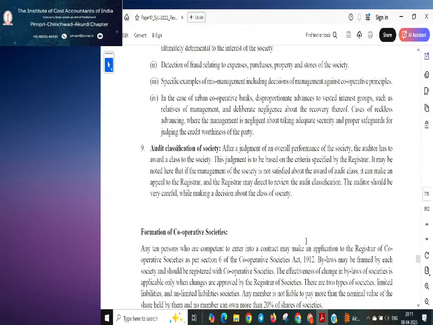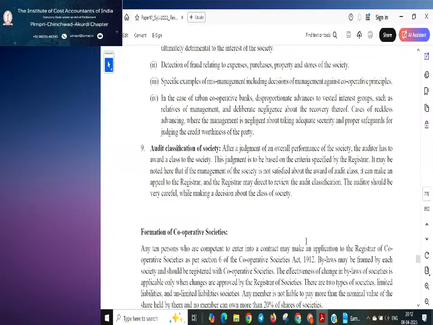After a judgment of the overall performance of the society, what does the auditor do? He has to award a class to the society. This judgment is to be based on the criteria specified by the registrar. So what the registrar states, that criteria needs to be followed in order to award the class to the society. If the management of the society is not satisfied about the award of the audit class, it may appeal to the registrar. This is the next step. If the management finds it unsatisfactory, then it can go and appeal to the registrar. Then once again, the registrar will direct to review the audit classification. So the auditor should be very careful while making such decisions about such societies, as an appeal can be expected.